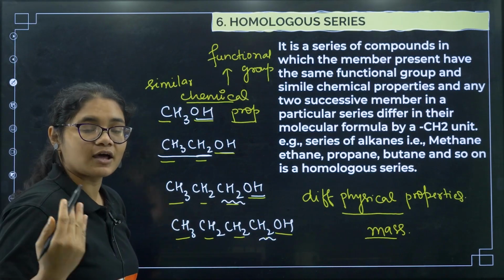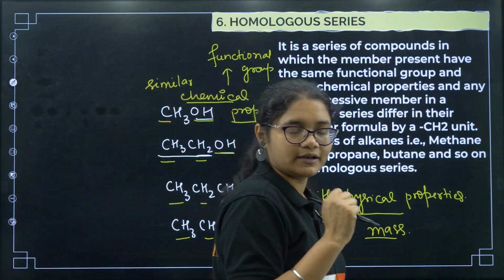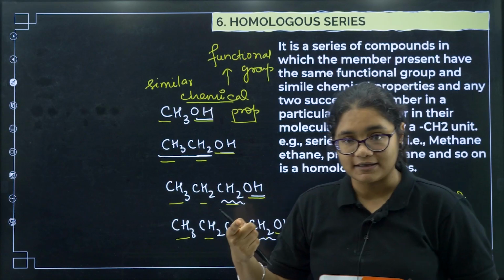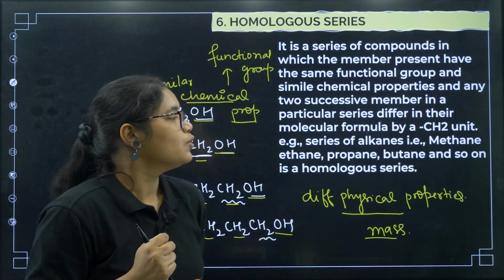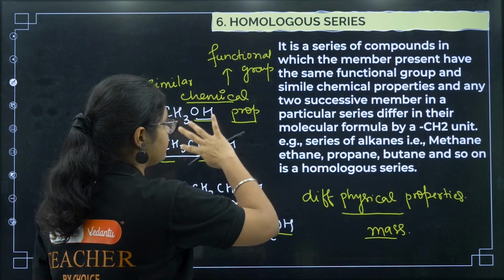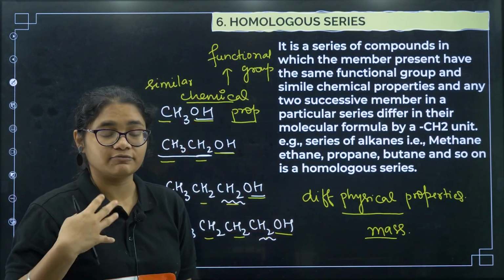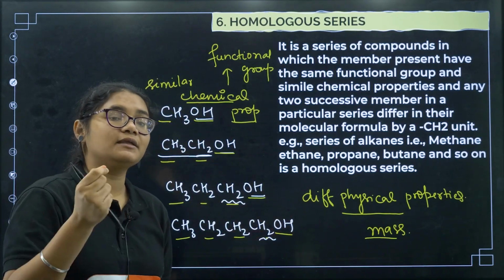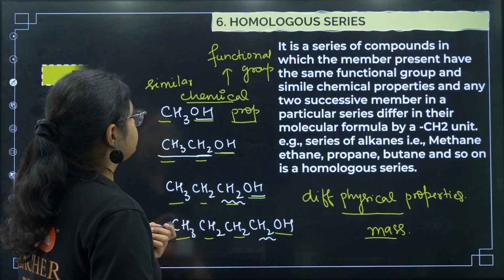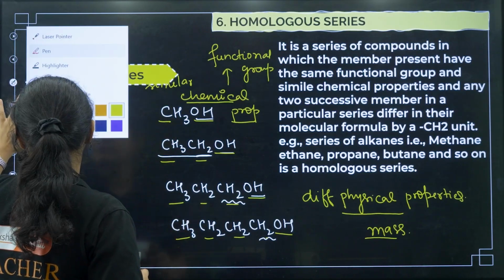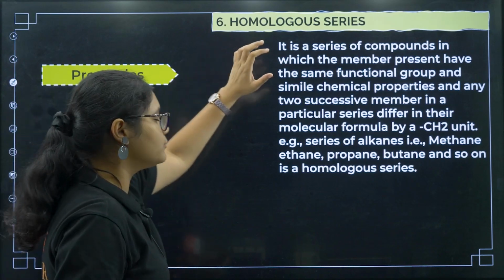So as the number of carbons increases, the mass will increase, right? Now if the mass increases, then the physical properties will be affected. So that is why members of a homologous series have different physical properties but the same chemical properties. Okay, now we will discuss some properties of homologous series.